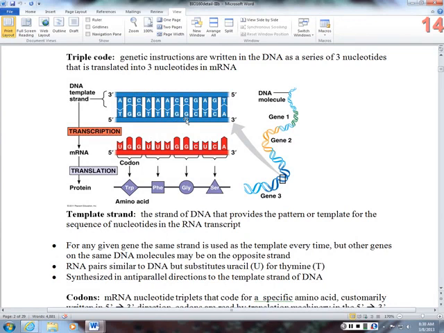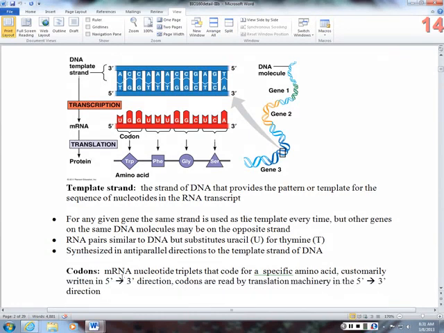So for any given gene, the same strand is used as the template every time. So when you look at the 2 strands of DNA here, which one is the template and which one is the complementary strand? It varies with the gene. So you may have gene A be right here, B be right here, and gene C and D. Every time you use it, gene C is always going to be on this side. But it is random which side of the strand is considered the template that we use.